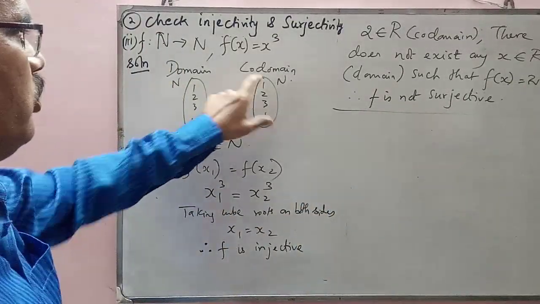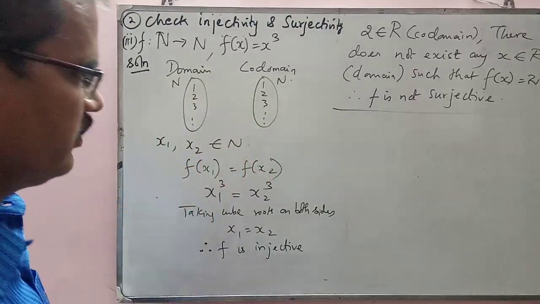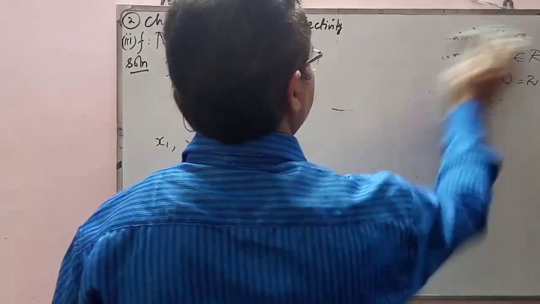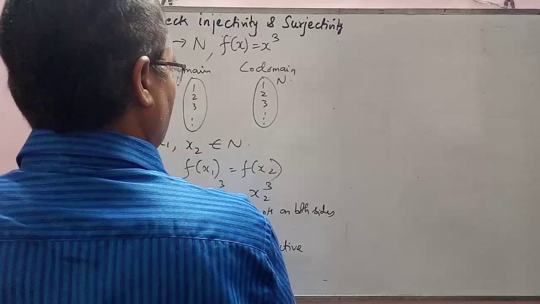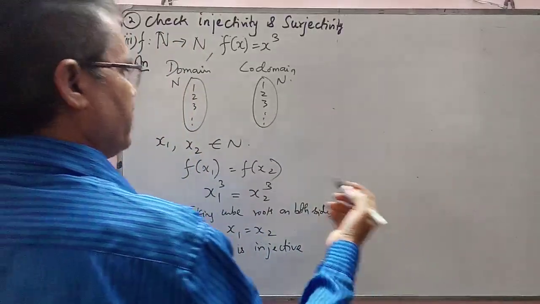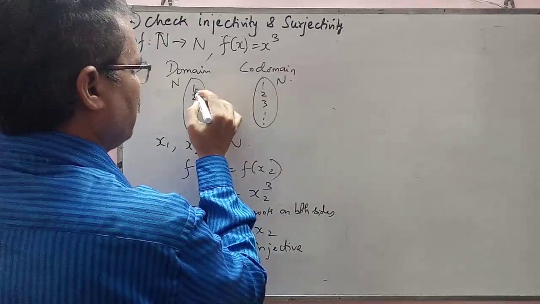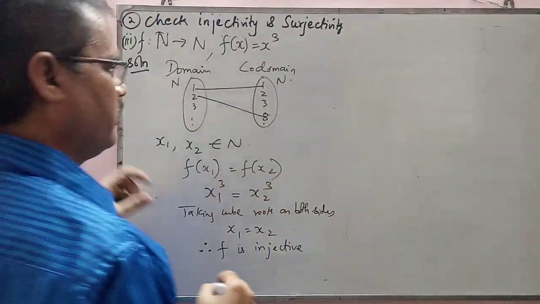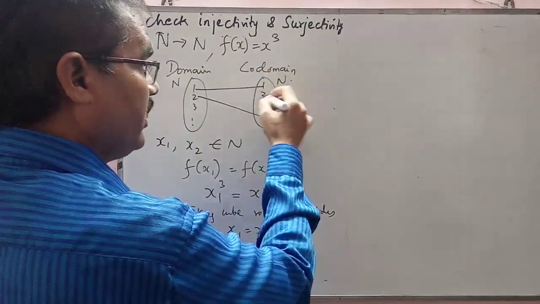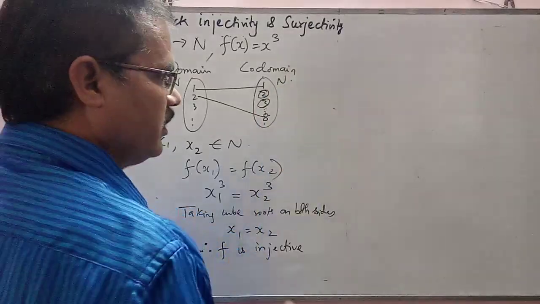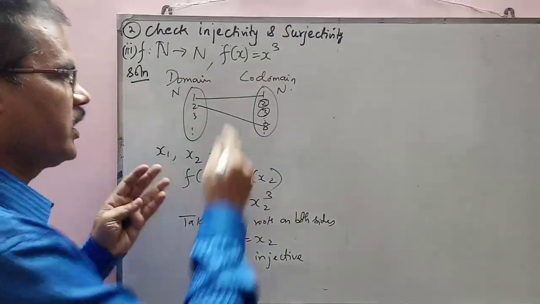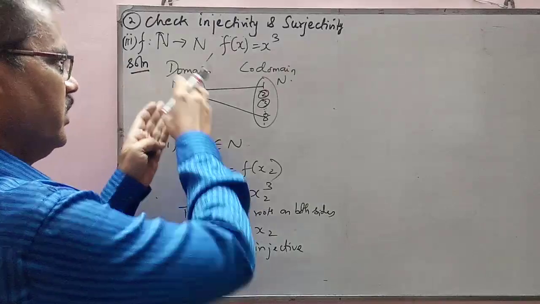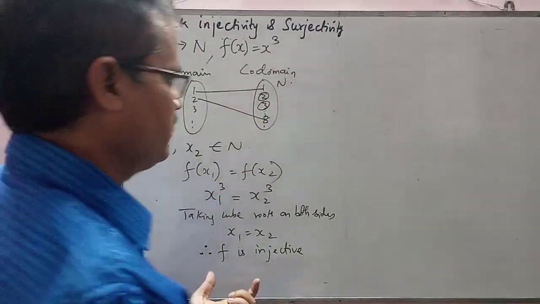So 1 will map to 1, 2 will map to 8, 3 will map to some element like that. Now we see the onto function. From the definition itself we can see, now we will start mapping it. 1 will go to 1, 2 cube is 8, 3 cube is 27, like that it goes on. So we have elements left behind, like 2, 3, 4. They cannot be the image of any element. No element in the natural numbers will have a cube equal to 2 or 3. It's not possible.